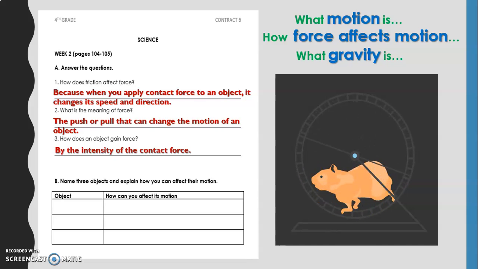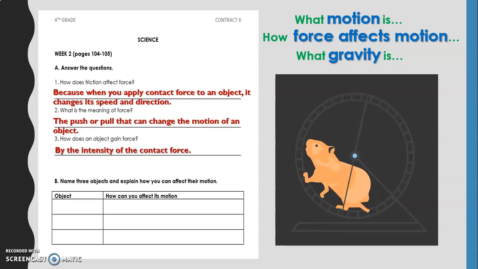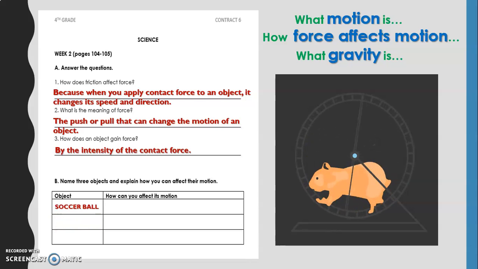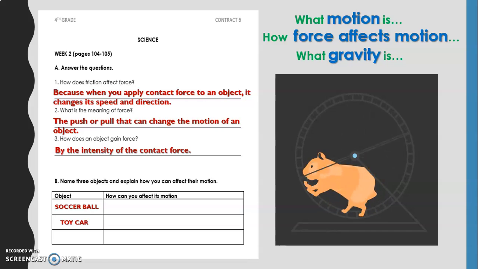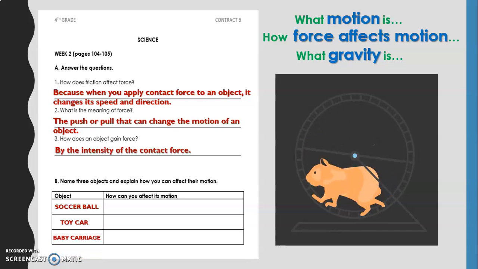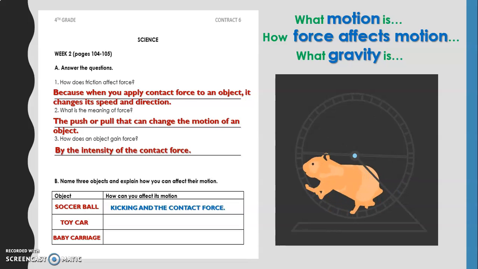Now, we were supposed to name 3 objects and explain how they can affect motions. The ones that I chose were a soccer ball, a toy car, and a baby carriage, and how that affects the motion. Soccer ball, it depended on the kicking and the contact force, okay?